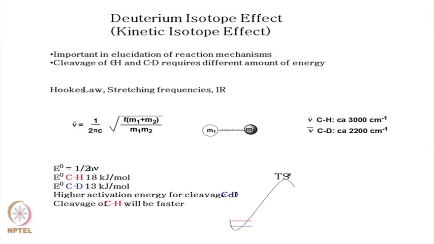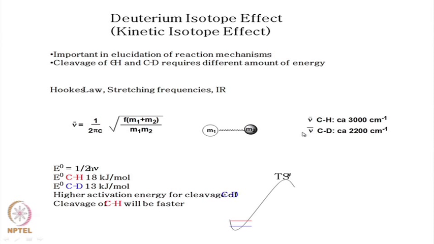Now, Hooke's law stretching frequency says that nu bar is equal to 1 by 2 pi c root over k by mu, the force constant by the reduced mass. Okay. So, that means if you have a heavier mass, then it will oscillate slowly. If you replace it with a lighter mass, it will oscillate fast. So, that gives the difference: faster oscillation means more probability of rupture of this bond. If it oscillates slowly, it takes time, kinetically it is a slow one.